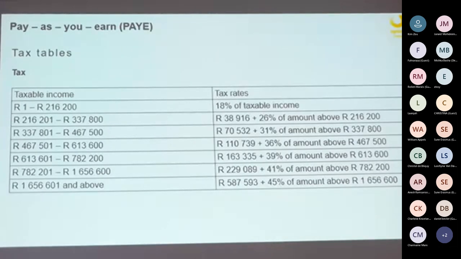From that, I now deduct my PAYE, which is 105,534.08. How much is that? 161,132.59. Is that what I'm getting paid? Yes or no? Why do you say no? Charlene, why do you say no?